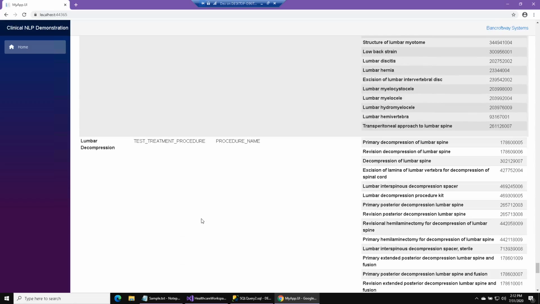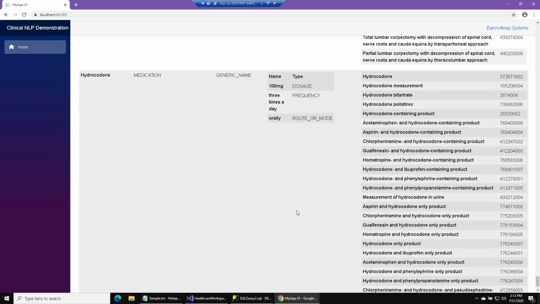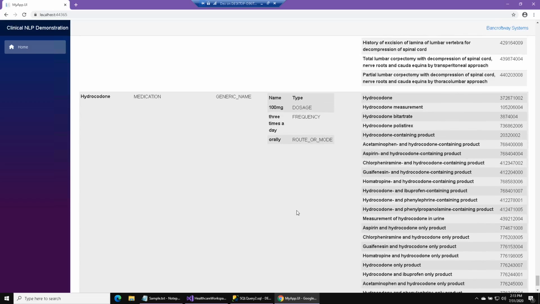Let's go down to the medication. Here, when the system sees a medication and some modifiers to that medication prescription, for example a prescription for hydrocodone, it actually figured out that 100 milligrams is the dosage, 3 times a day is the frequency, and the route is oral. This kind of parsing of the clinical text is very important to make those relationships between what is being said in the clinical text.